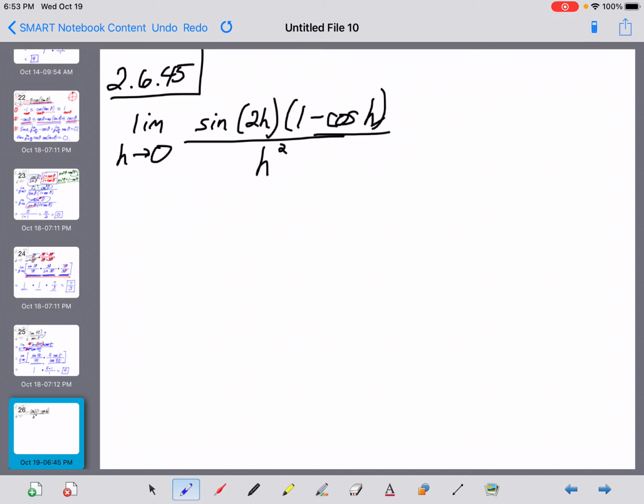Okay, guys, number 45 in 2.6. I'm a little annoyed right now because I just did this whole problem and recorded it and made one stupid little error right at the end and screwed it up, and I'm not smart enough to know how to edit a video, so I got to do the whole thing again. All right, let's try this again.